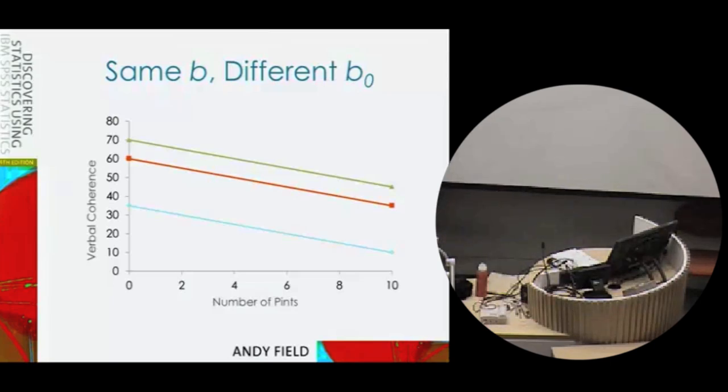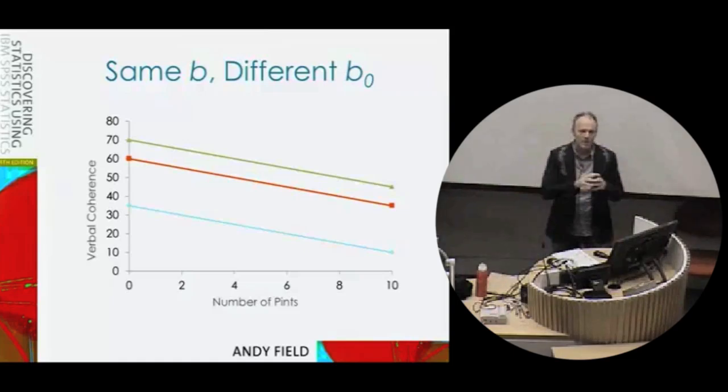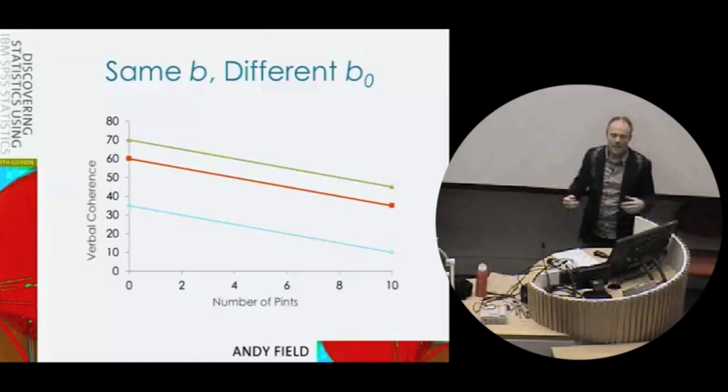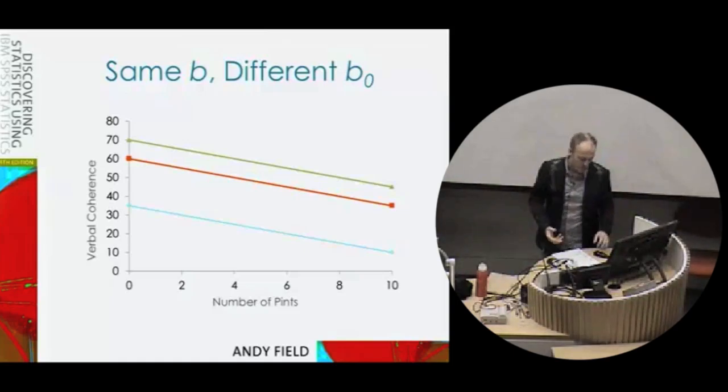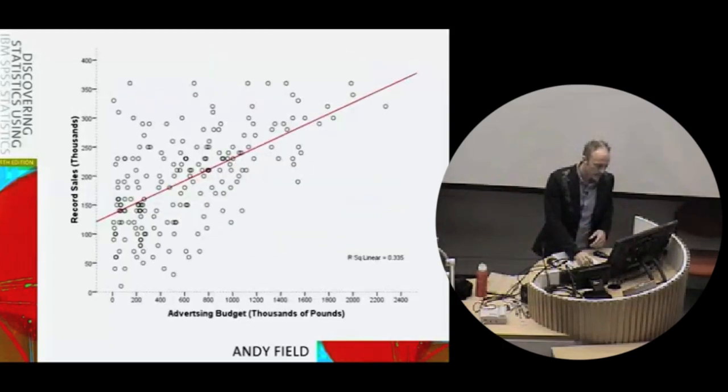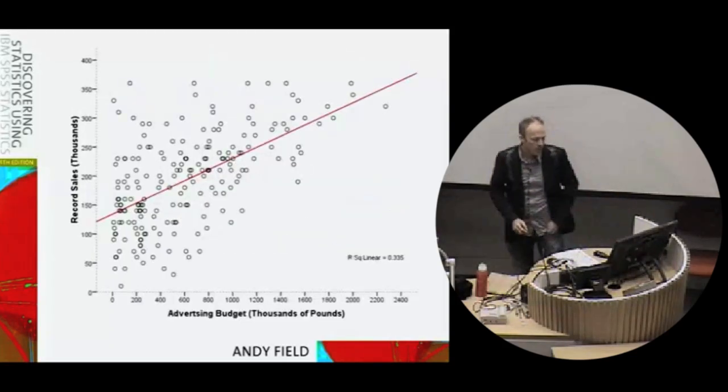So this would be a sample of people who are very, very coherent, and these people are less coherent to begin with. But I just want to make the point that these betas, whatever the model looks like, however complicated it gets, they just tell us about the shape of the model that we're fitting. So they define what it looks like. So let's look at an example.